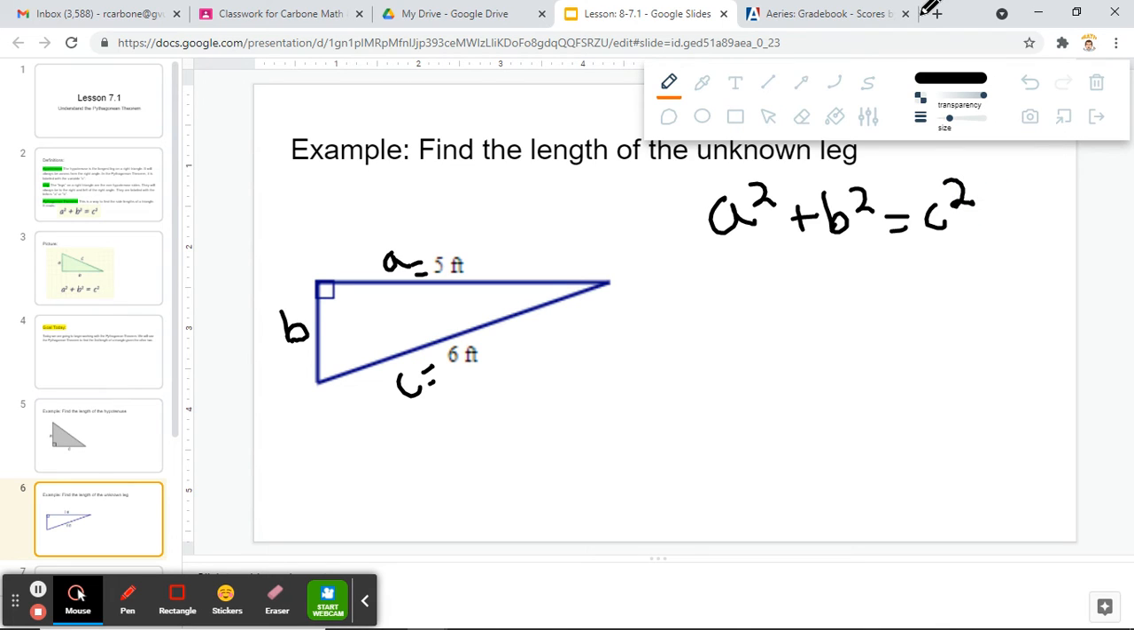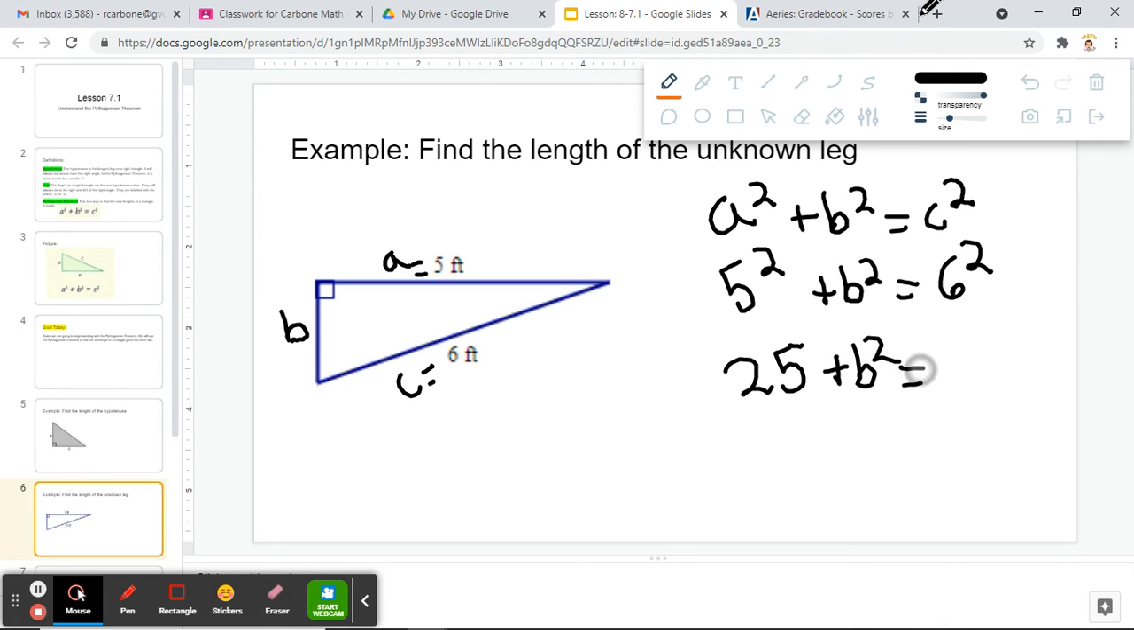All right, so a is 5. We're going to plug in 5 squared. We don't know b, so it's just going to remain b squared. But this time, c is equal to 6, so c will be equal to 6 squared. So 5 squared is 25, plus b squared will be equal to 6 squared, which is 36.